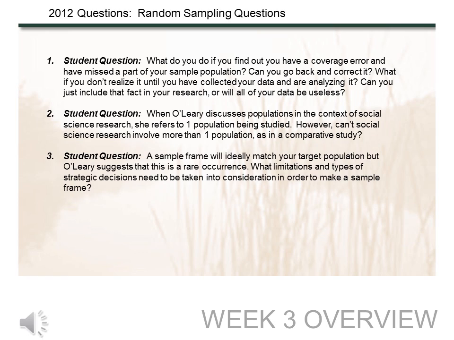All right, some random sampling questions for this week. So the first, just to jump right into it, the first question here is really talking about coverage error and what happens if we get down to that stage where we've collected our data and we realize that we've missed someone. So there's 2 important distinctions here. Can you go back and correct the problem?